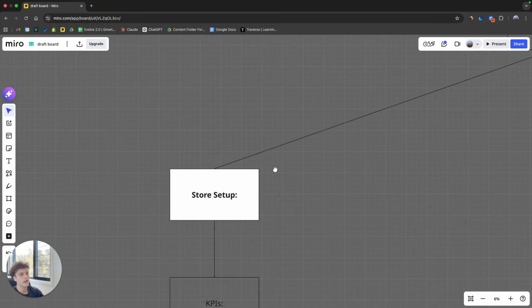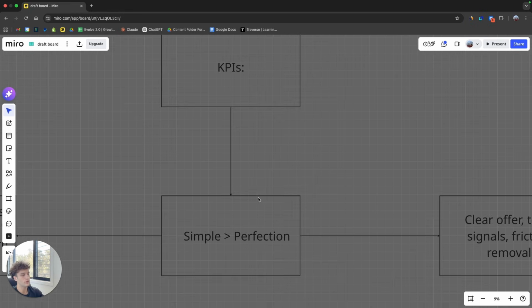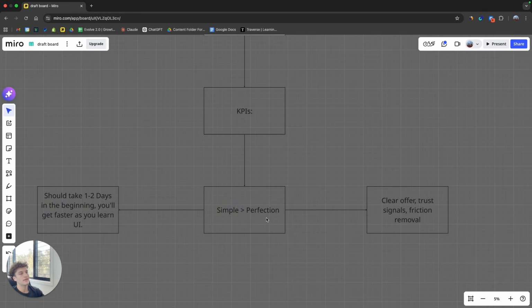So, Shopify store setup, KPIs, what I'm actually looking for. The whole goal here is we don't want to overcomplicate the website. If you're selling in a really sophisticated market, sure, it can be helpful to have a more comprehensive website. And I would say people underestimate websites more than they overestimate them.